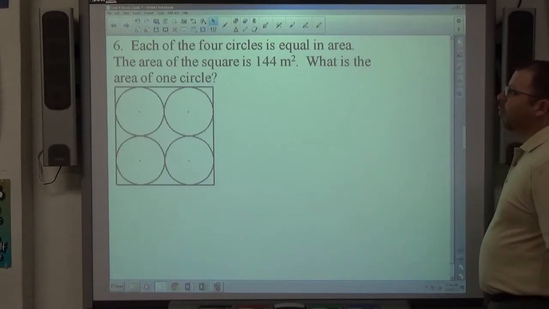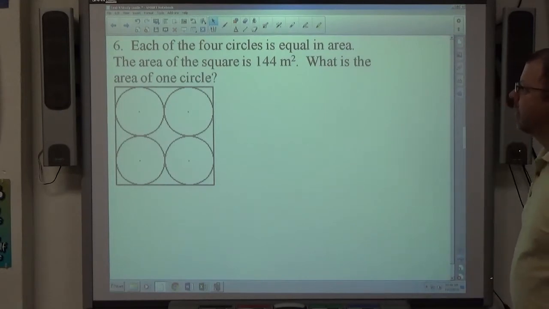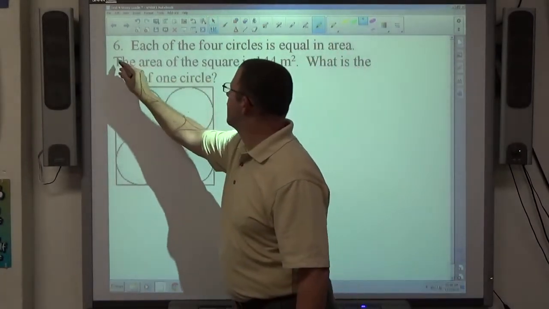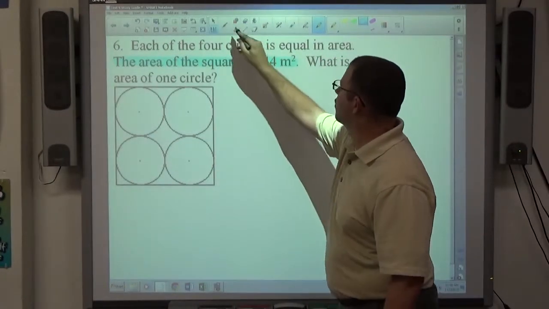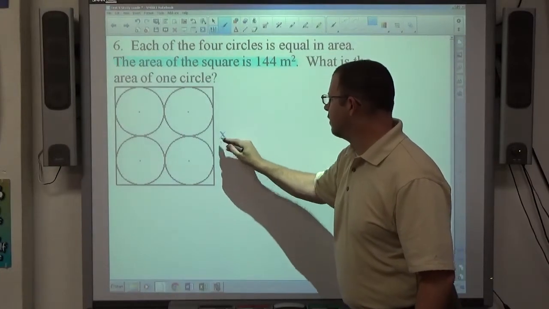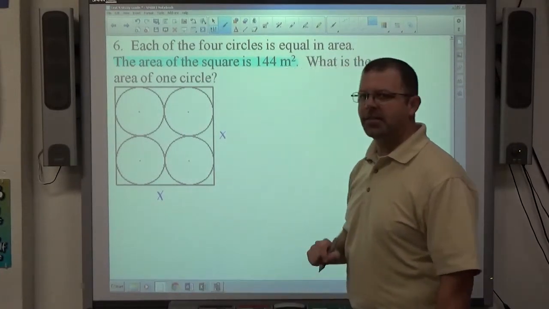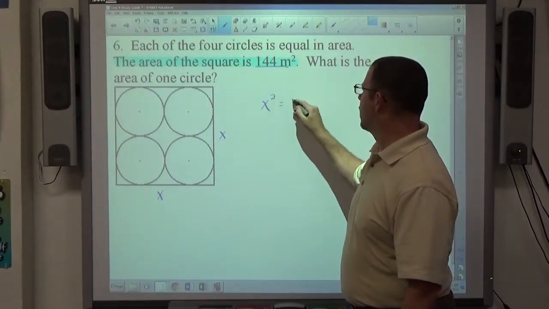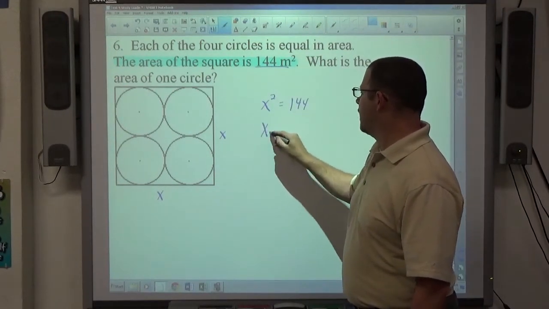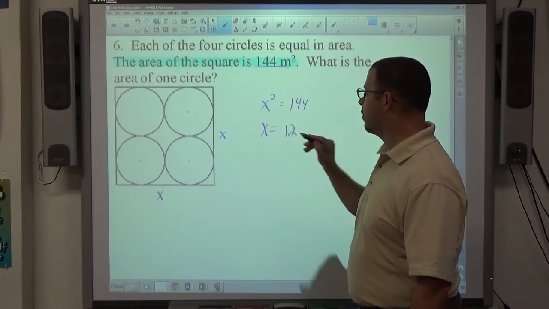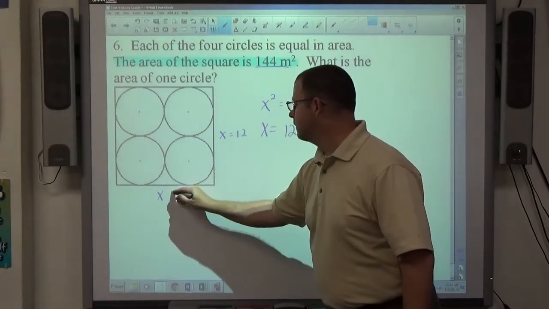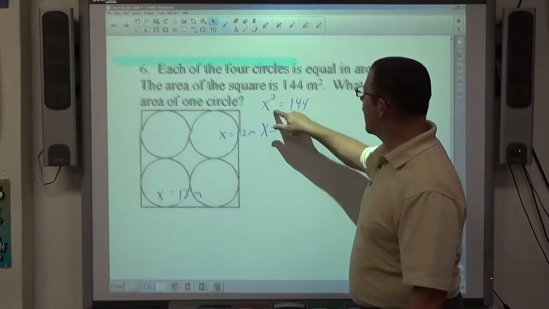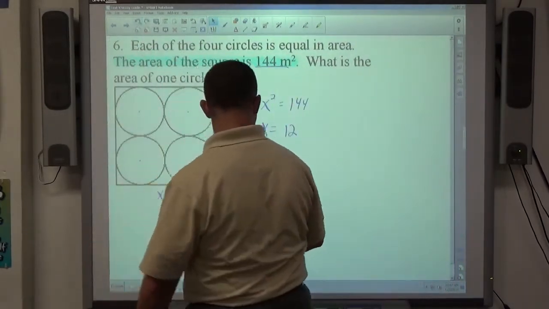Number 6, each of the 4 squares is equal in area. The area of the square is 144 square meters. So let's start with that fact. The area of this square is 144 meters squared, and I know that if this is the length of the side of the square, that side's the same. Length times width, which would be x squared, has to equal the given area of 144. So obviously x is going to equal the square root of 144, better known as 12. That's meters. Okay, so that's priority one. Figure out how long each side of the square is.